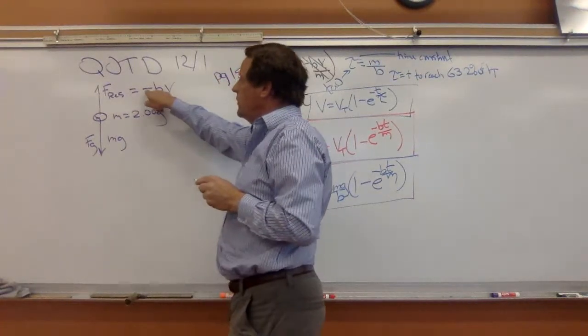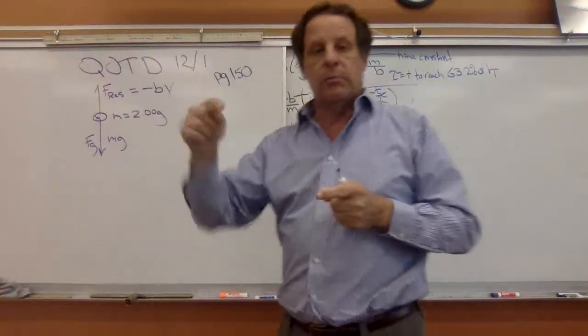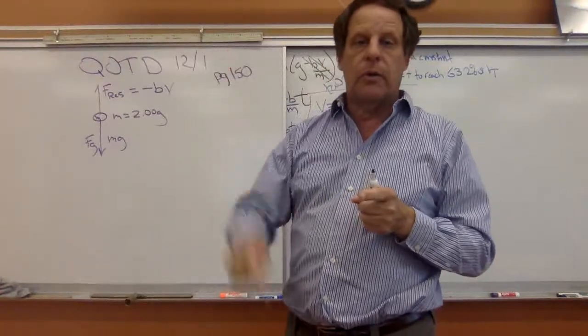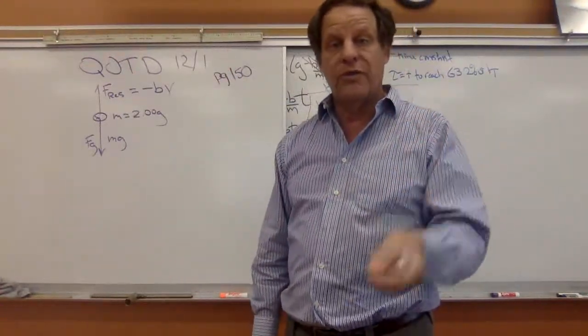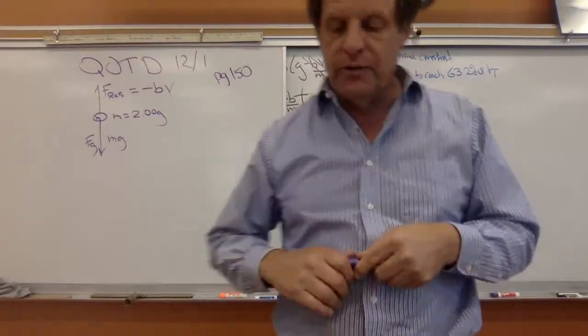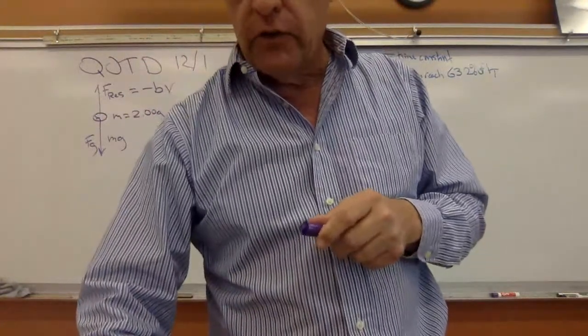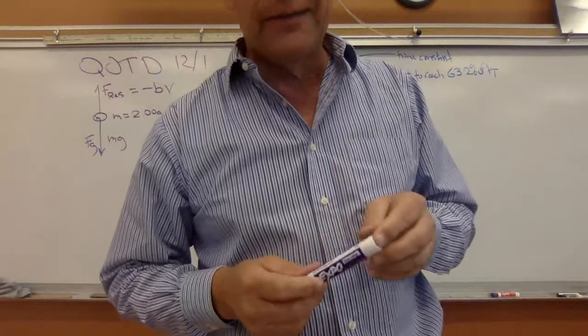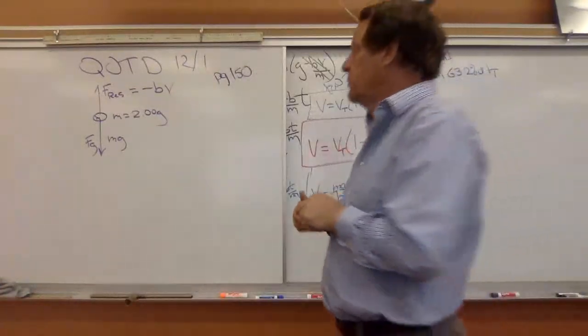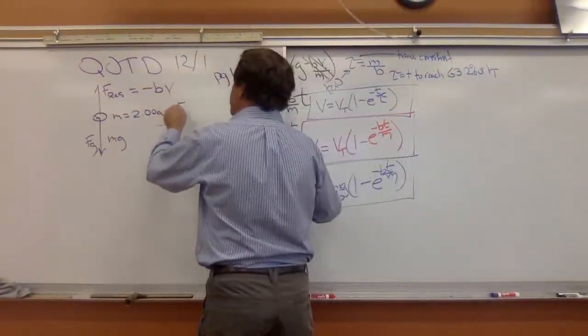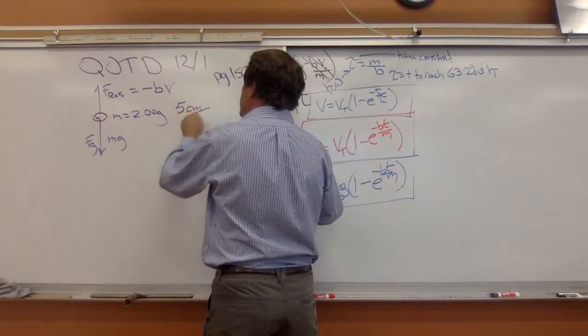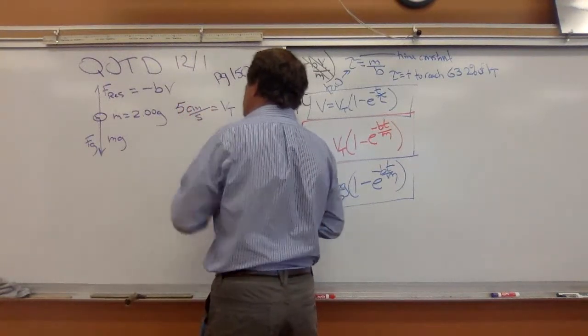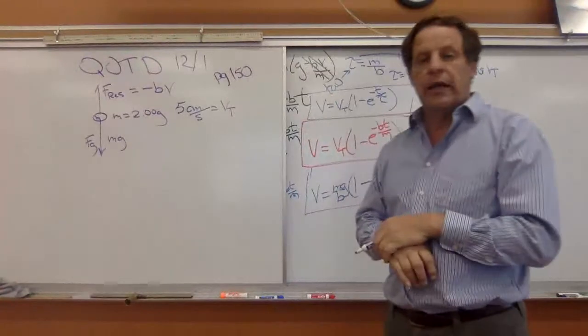That's its resistance force. I put the negative in there because I'm saying down is positive, and so up is negative. It is going to resist that. It says the sphere reaches a terminal velocity of 5 centimeters per second. So 5 centimeters per second is equal to the terminal velocity.